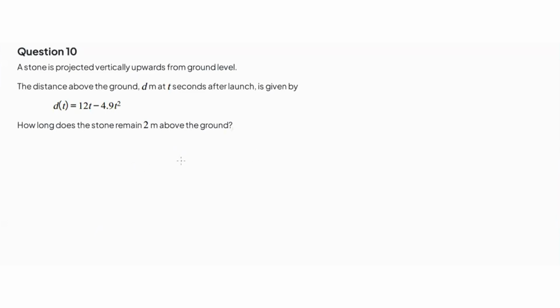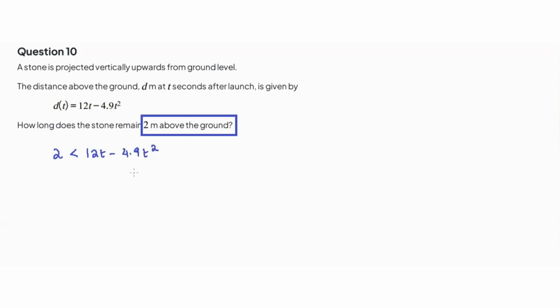And for us to solve this, we need to first figure out what our equation will be. So if you look at the keywords over here, it's 2 meters above the ground. Since it's 2 meters above the ground, it means that we'll have an inequality where 2 is less than 12t minus 4.9t².